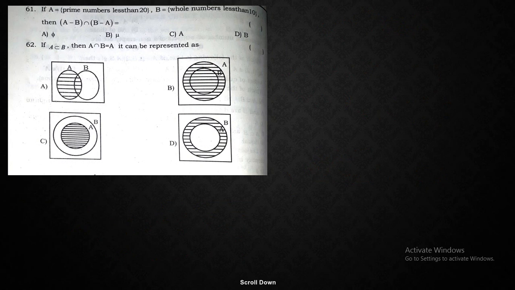Next, moving on to some more problems. If A is equal to prime numbers less than 20, so set A is equal to 2, 3, 5, 7, 11, 13, 17, 19. These are nothing but the prime numbers less than 20. Next, B is equal to whole numbers less than 10, so 0, 1, 2, 3, 4 and so on, up to 9. Now what is he asking? A minus B intersection B minus A.